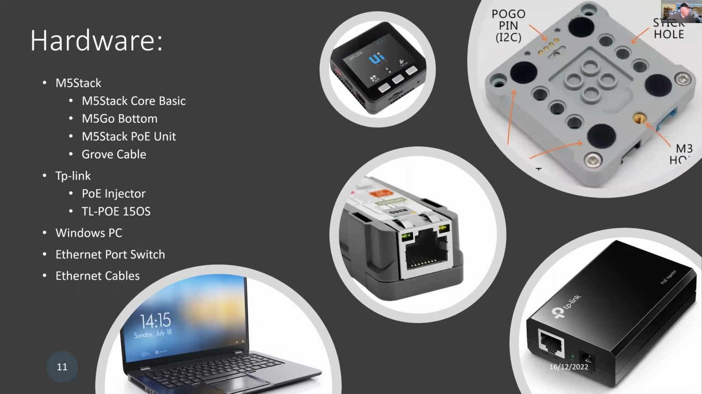So here's the hardware. Basically, I'm using equipment or components from M5Stack, including the core, the basic core. On that, I'm adding the M5 Go Bottom, and that gives me access to ports C and B. And I want to power the core by using a PT link, power over Ethernet injector. And of course, you need a PC with an Ethernet infrastructure, including a port switch and cables.